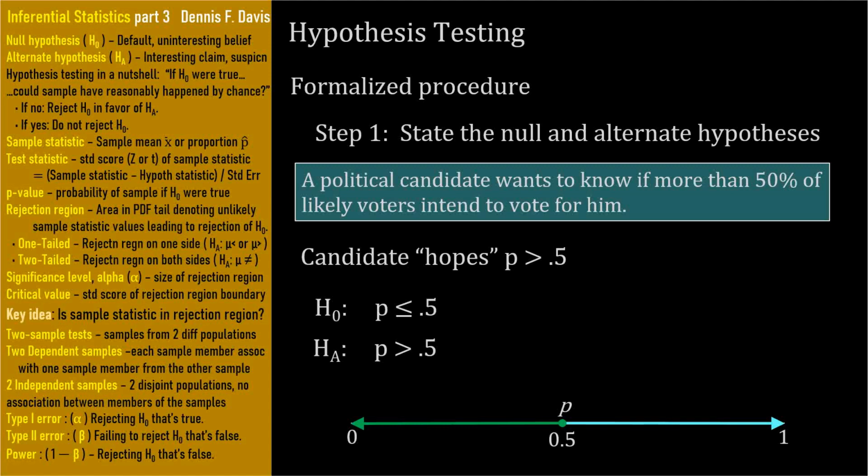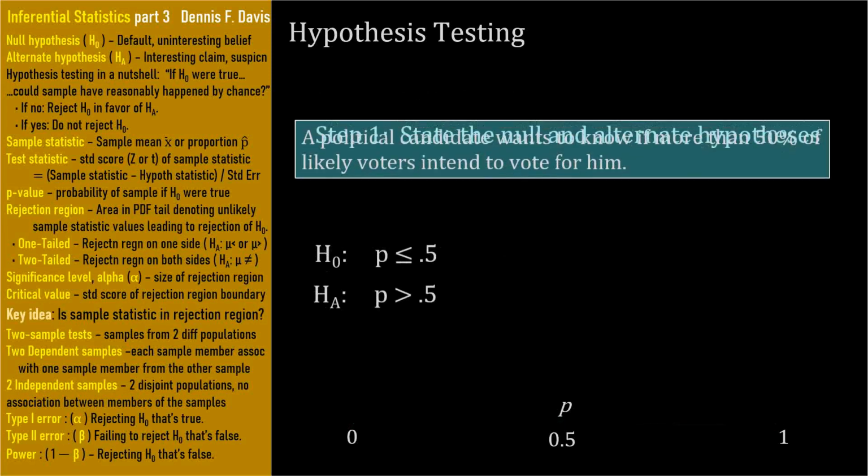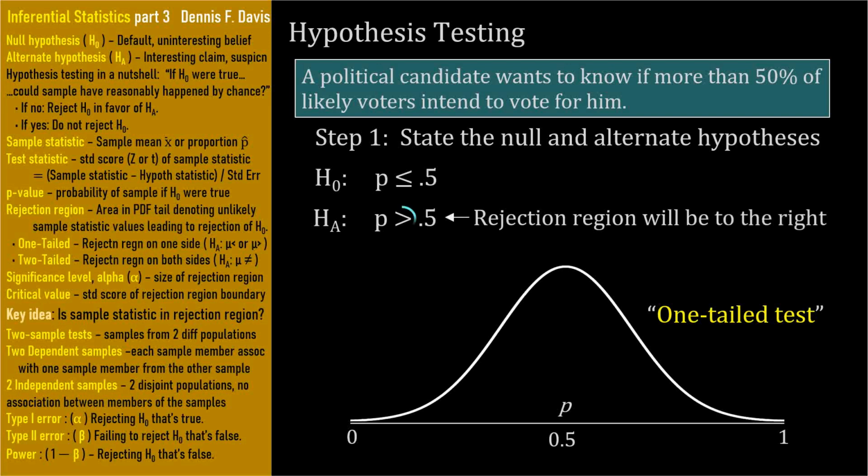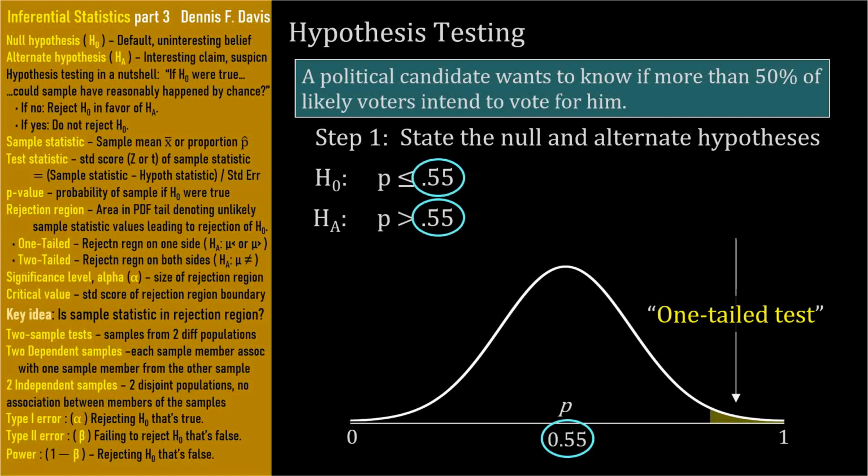In later steps, we'll add the rejection region, which is always on the side denoted by the alternate hypothesis. So since H sub a is p greater than 0.5, the rejection region will be out here in the right tail where p is greater than 0.5. When the rejection region is in one tail only, it's called a one-tailed test. By the way, there's nothing special about 0.5. If the candidate wanted to find out if more than 55% of likely voters supported him, H sub a would be p is greater than 0.55, so H0 would be p is less than or equal to 0.55. Still a one-tailed test with the rejection region in the right tail.